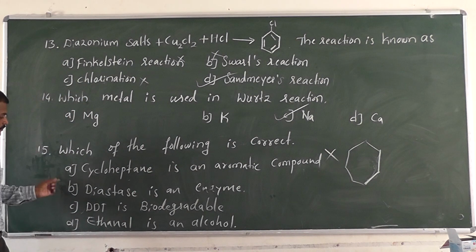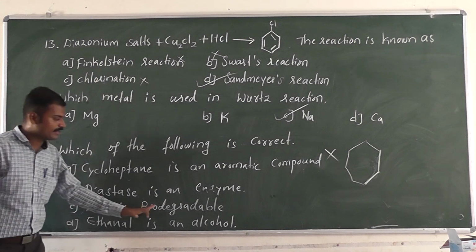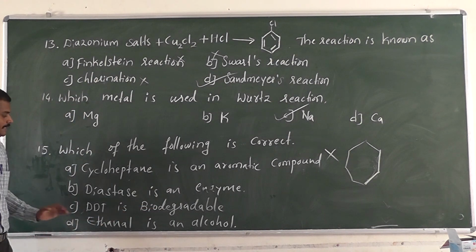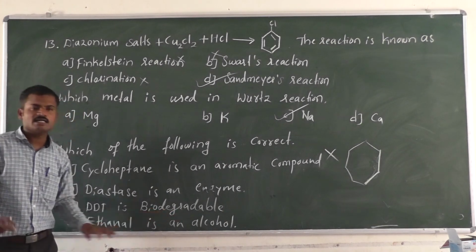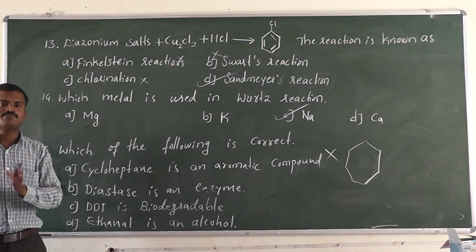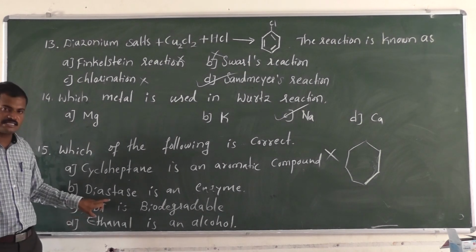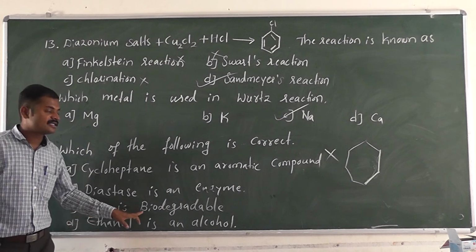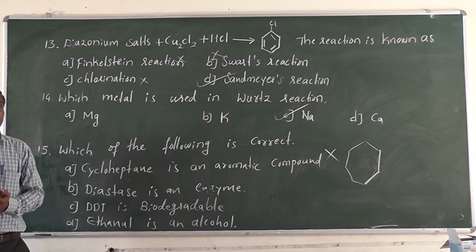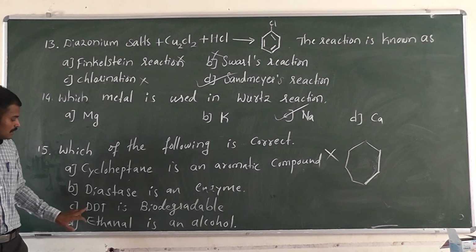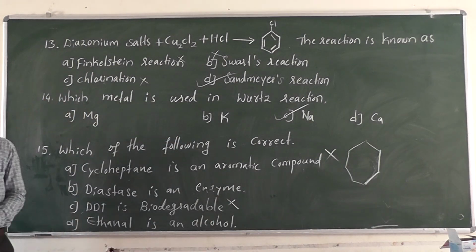So next, second option. We move to the third option here. See, DDT is biodegradable. Already we have seen DDT, dichlorodiphenyltrichloroethane. This DDT is poisonous and an insecticide, already we know, and it is non-biodegradable. DDT is non-biodegradable. So he has given DDT is biodegradable. It is also a wrong sentence.